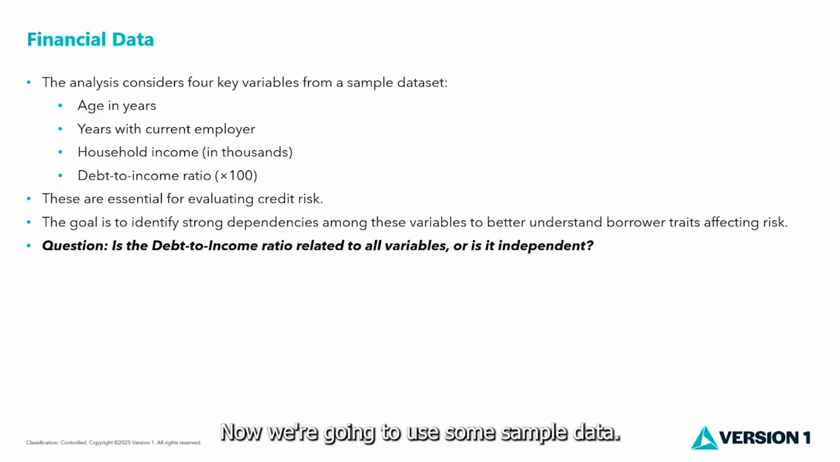Now we're going to use some sample data. This sample data set is actually installed with SPSS, and it's called bankloan.sav. In this data set, we have information on customers' age, years with current employer, household income, and debt to income ratio. We're interested in understanding these fields because we could use them to evaluate risk. We want to identify strong dependencies among these variables to better understand borrower traits that could affect risk. But we also have an additional question, and this is whether or not the debt to income ratio is related to all variables or is it independent?